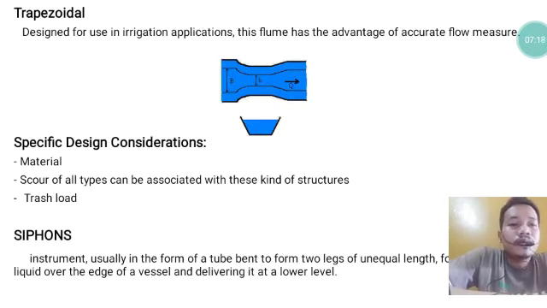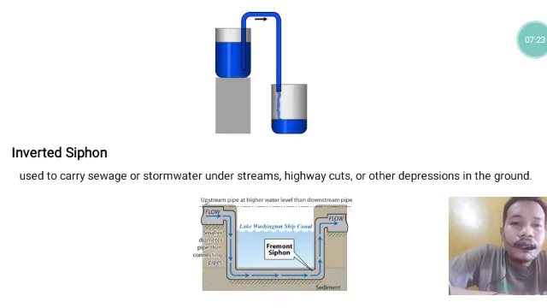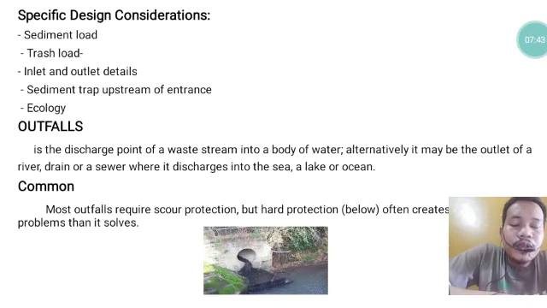Nakikita natin to sa planta. Ayan, yung nakita niyo po sa picture. Inverted siphon. Used to carry sewage or storm water under stream, highway cuts, or other depression in the ground. Ayan. Specific design consideration: sediment load, trash load, inlet and outlet details, sediment trap upstream of entrance, ecology.